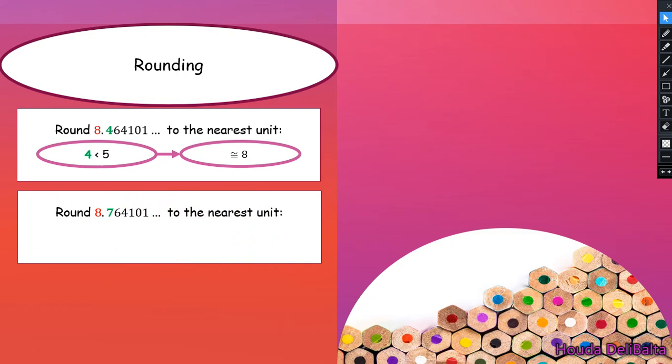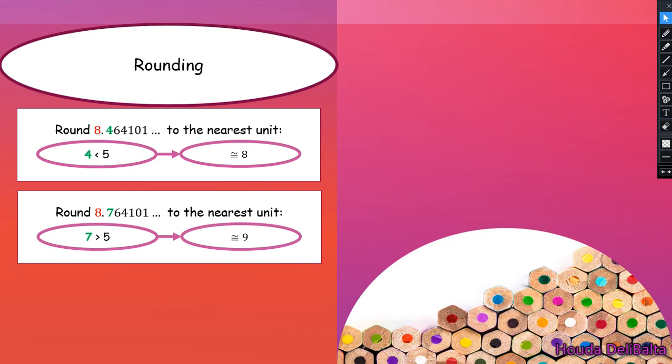Let's see if we have 8.76410, etc., and I'm going to round it again to the nearest unit. If I look at that unit and I look at the number after it, it is 7. Now what about 7? 7 is greater than 5. Then all I have to do to round that number is to add 1 for 8, because the number after it is greater than 5. So it becomes 9. And that's how to round to the nearest unit.